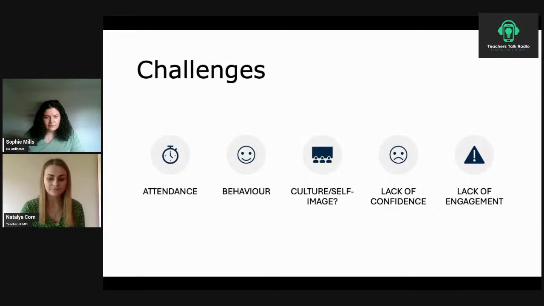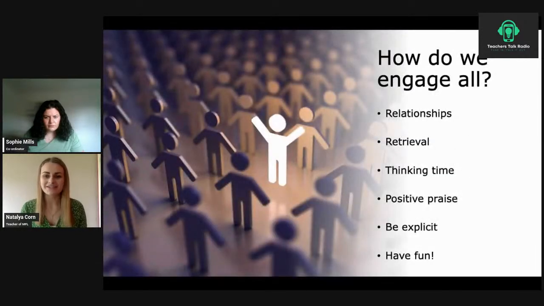So having looked at those challenges, focusing on the positive element and how do we engage all students, but particularly those that are low prior attainers. And so the things that I want to look at today are relationships, retrieval, thinking time, positive praise, being explicit, and of course, having fun.